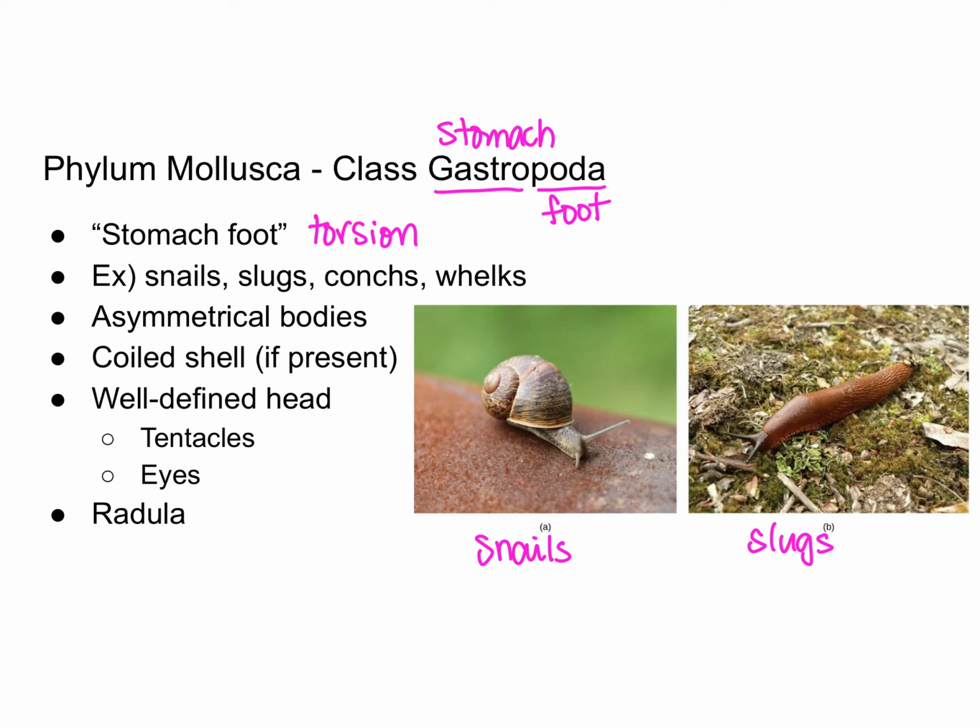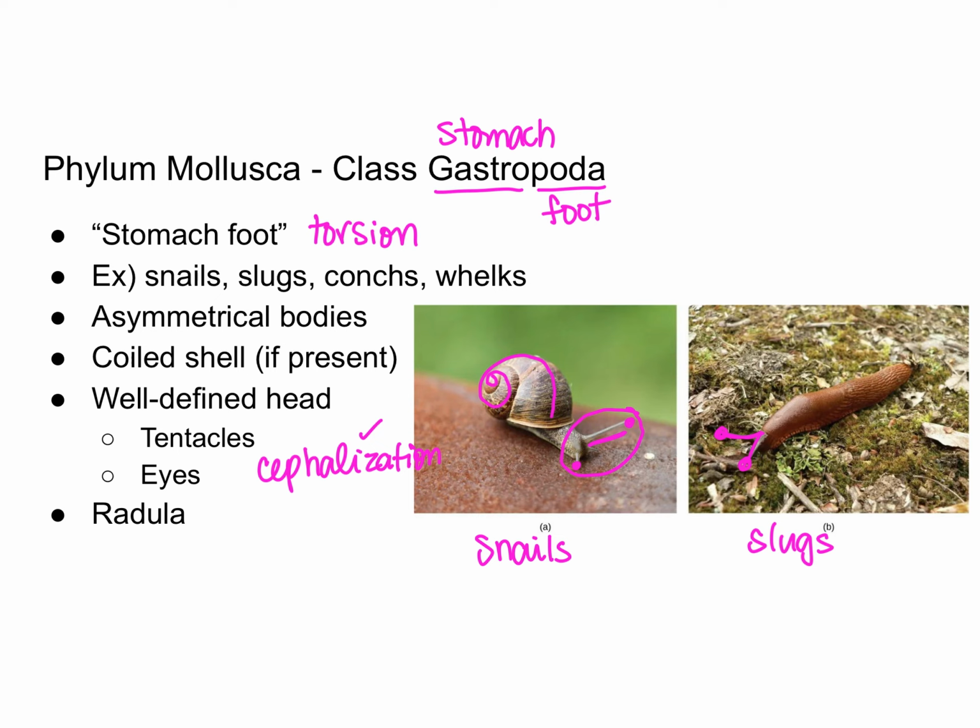They do have asymmetrical bodies. You can see that the shell typically takes this kind of coiled shape to it. They also do have a well-defined head, so that cephalization is present. So you can see they have this head and they have these tentacles, and then there's an eye at the end of each tentacle. You can see that here too. They've got the tentacles here, and then there's an eye at the end of each tentacle.